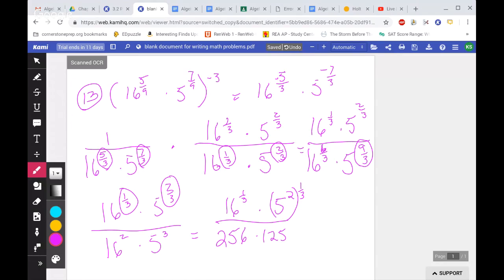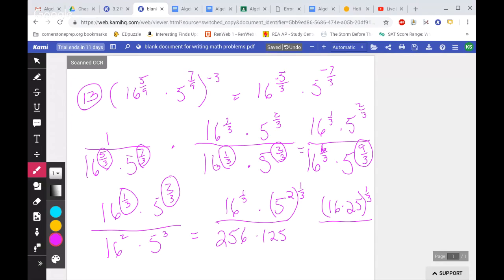Well, what do you do when a power is raised to a power? Multiply it? Yes. So what happens when I multiply 2 times 1/3? Maybe 2/3? Yes. So now what I have is 16 times 25 all raised to the 1/3. So now I've got numbers that I can actually start working with.